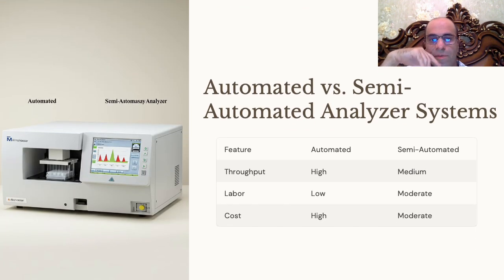Okay, look at this table below. This table is a comparison between the automated and semi-automated systems here. There are three features that this comparison has been done. The features are throughput, labor, and cost. We know that automated is high throughput, low labor, high cost, and semi-automated is medium, moderate, and you can see all the comparisons here.